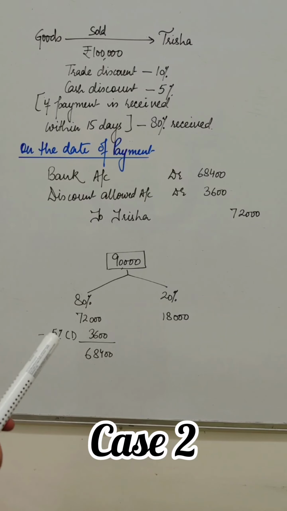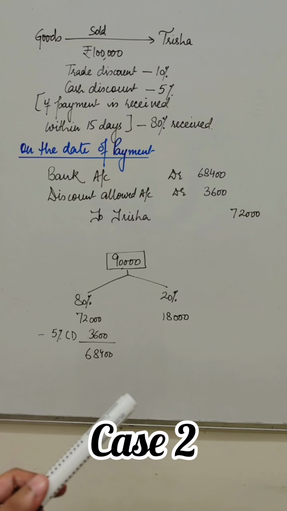On the date of payment, our net amount of sale was 90,000 after deducting trade discount. 80% was received from Trisha, that is 72,000, on which she is eligible for 5% cash discount, that is 3,600. So the final amount she has to pay is 68,400. 20% is still not paid. So our journal entry will be bank account debit 68,400, discount allowed 3,600, to Trisha 72,000.